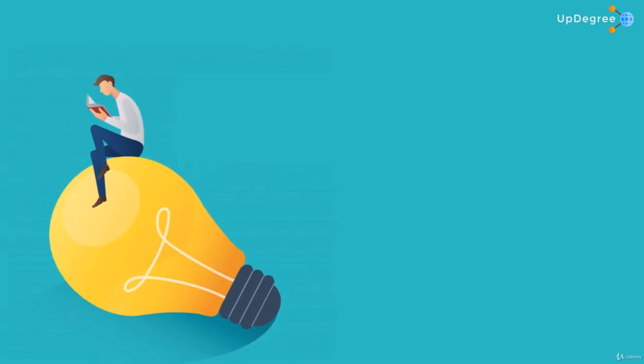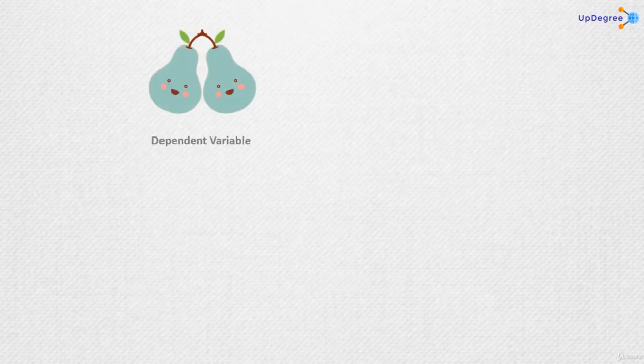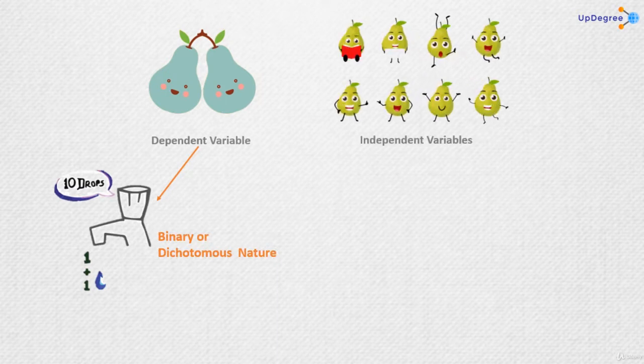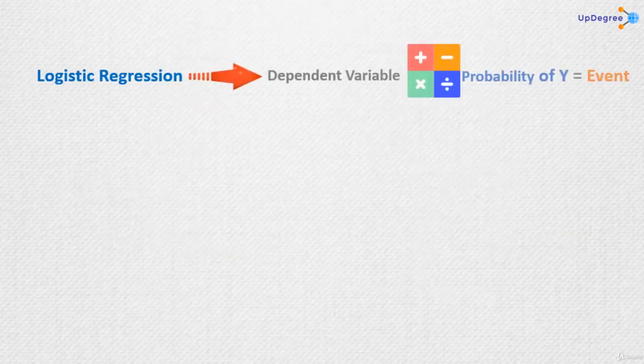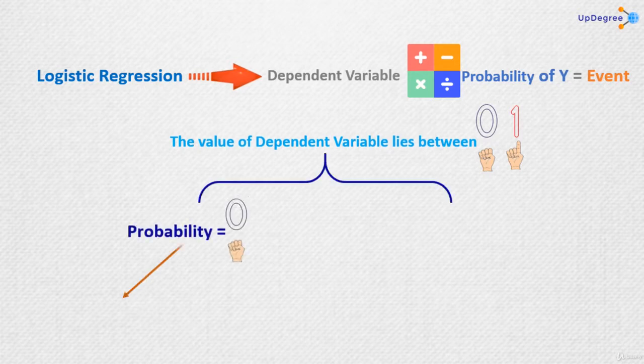In our last videos, we had discussed the concept of logistic regression, where we found that the dependent variable is binary or dichotomous in nature, and the independent variables can be categorical or continuous in nature. The dependent variable in logistic regression calculates the probability for y equals event. Just because the dependent variable calculates probability, its value lies between 0 and 1, where probability equals 0 denotes an impossible event, and probability equals 1 denotes a sure event.